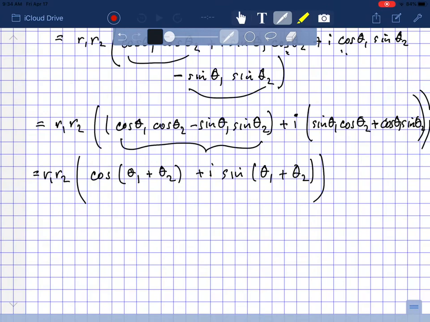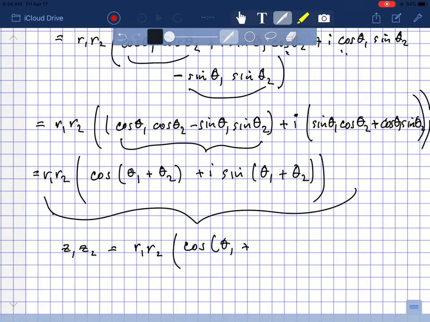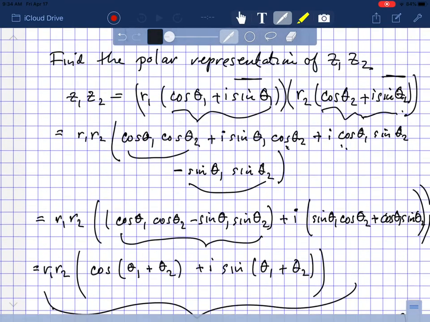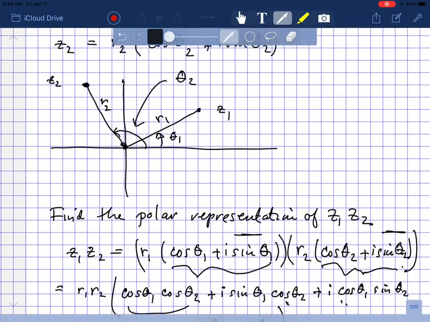All right. So we have a really nice identity here where the product of z sub 1 and z sub 2 is equal to r sub 1 times r sub 2 times the cosine of theta sub 1 plus theta sub 2 plus I times the sine of theta sub 1 plus theta sub 2. So let's go back to our drawing.